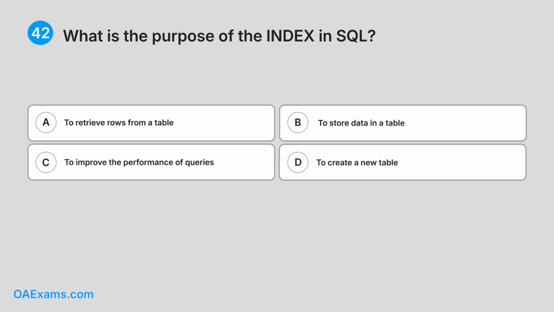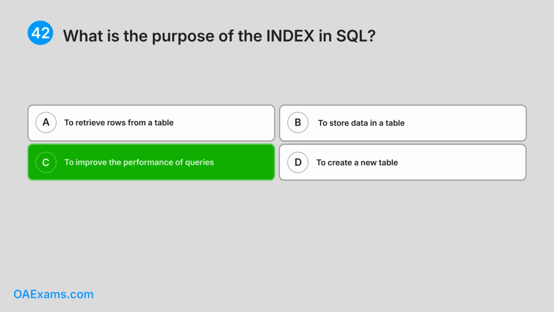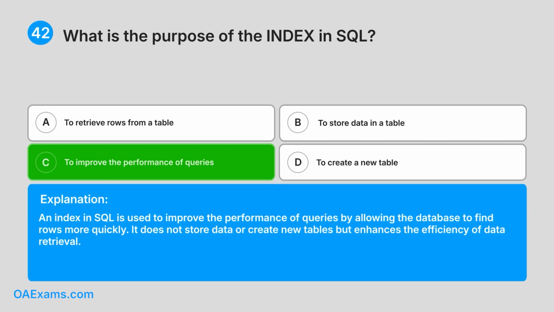Correct answer C. To improve the performance of queries. Explanation. An index in SQL is used to improve the performance of queries by allowing the database to find rows more quickly. It does not store data or create new tables, but enhances the efficiency of data retrieval.